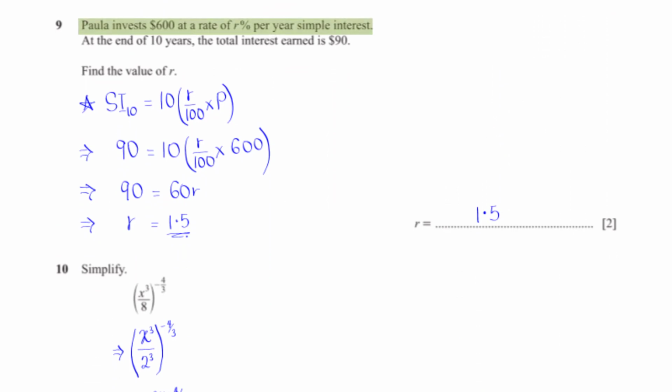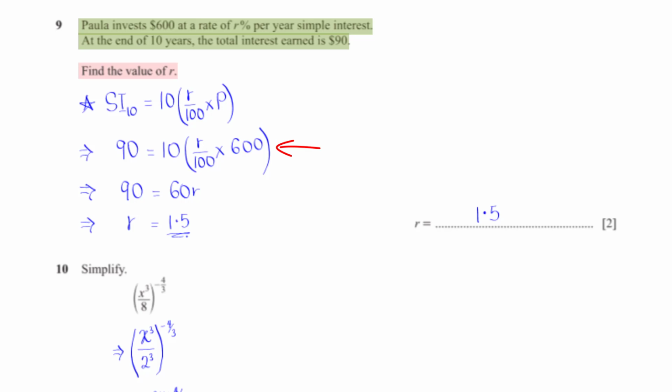Paula invests $600 at a rate of R% per year simple interest. At the end of 10 years, the total interest earned is $90. Find the value of R. The total interest Paula earns after 10 years is equal to R% of her principal multiplied by 10. We've been told that at the end of 10 years, the total interest she has is $90. And we also know that her principal is $600.